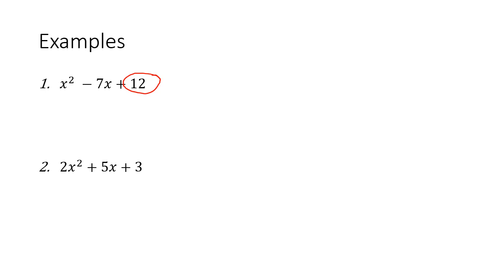So the factors of 12 are 4 times 3, so you have negative 4 times negative 3. You could have 12 times 1. You could have 6 times 2, right? So you already have the factors for the last term, which is 12.